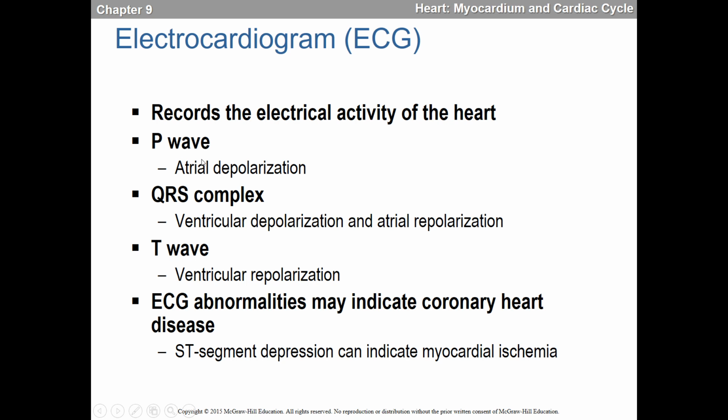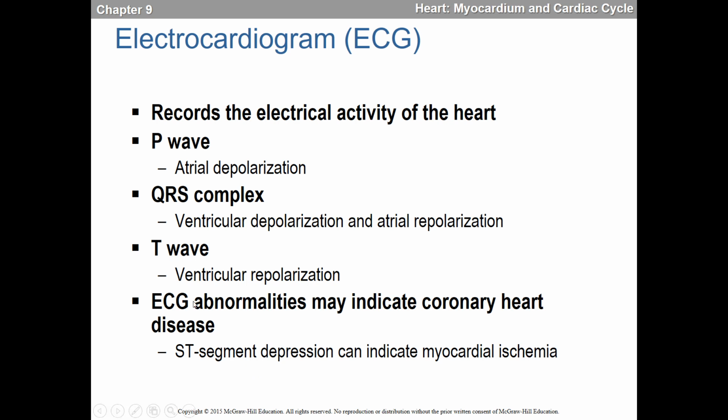I want you to know that a P wave is atrial depolarization, so atrial contraction, the QRS complex is ventricular depolarization and atrial repolarization, so relaxation, and the T wave is ventricular repolarization, so ventricular relaxation. And you can look at all sorts of abnormalities. Probably the biggest one is an ST segment depression. Or something called a PVC, premature ventricular contraction.